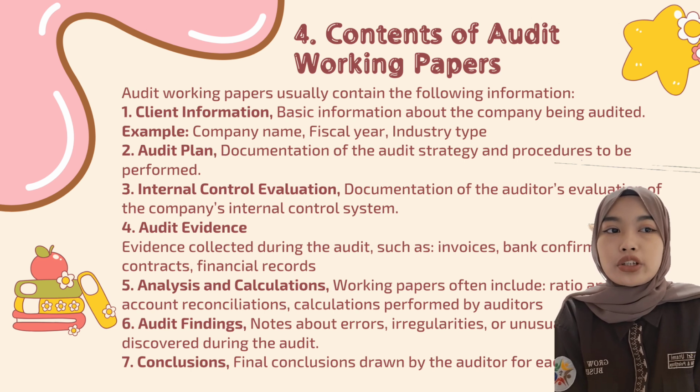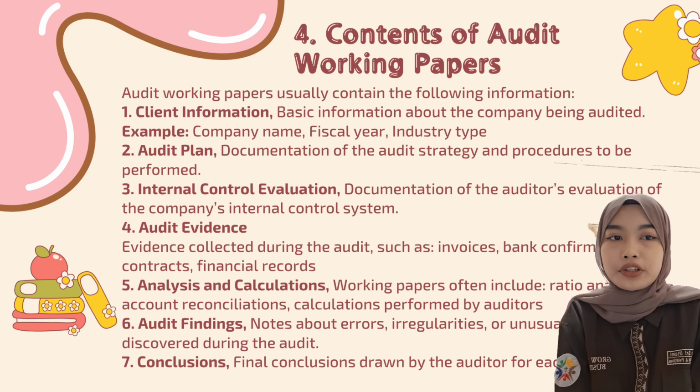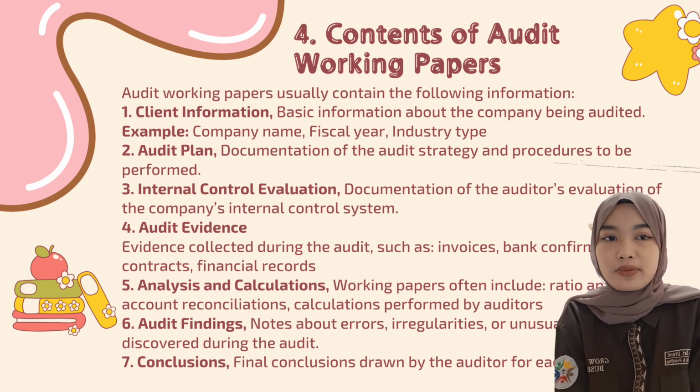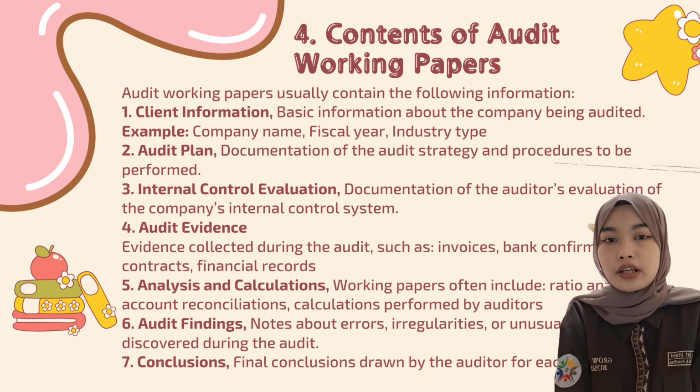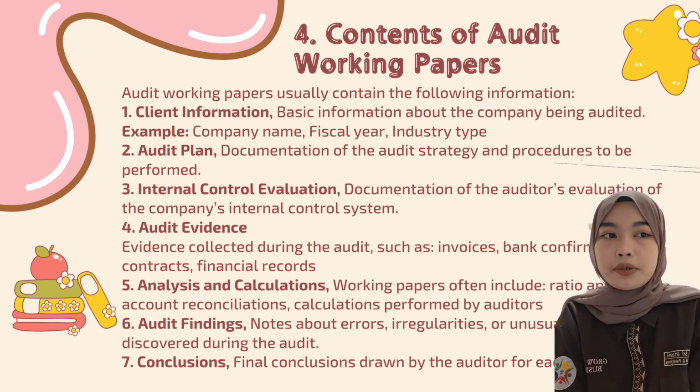Contents of audit working papers. Audit working papers usually contain the following information. Number 1, client information, basic information about the company being audited. Example: company name, fiscal year, industry type. And number 2, audit plan, documentation of the audit strategy and procedures to be performed.